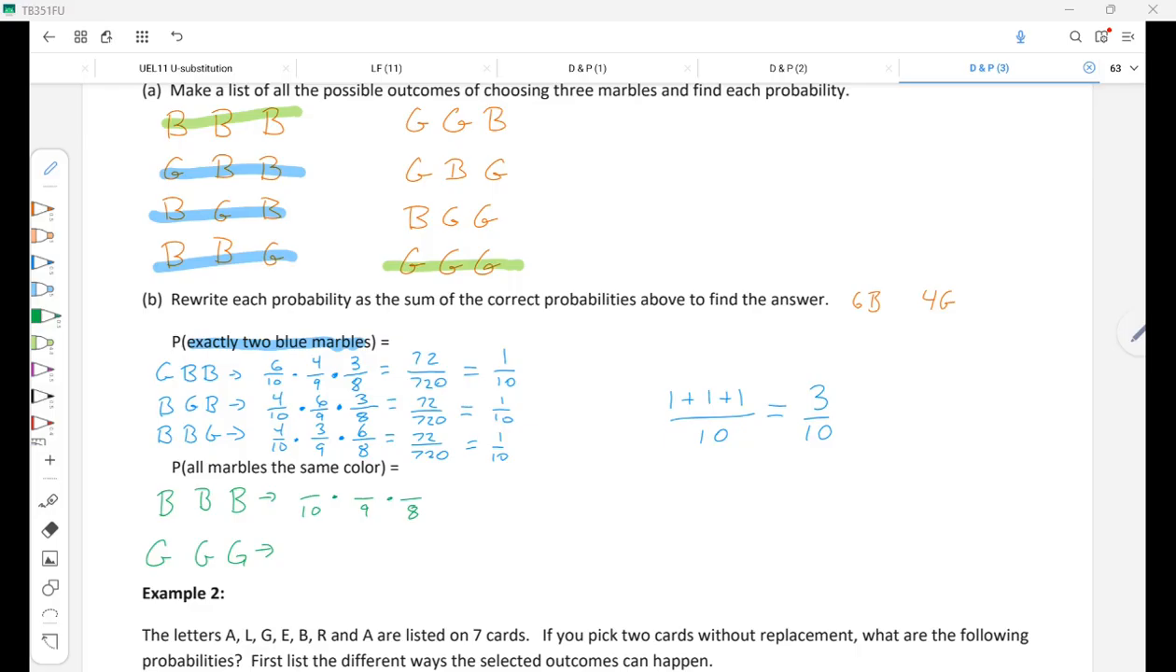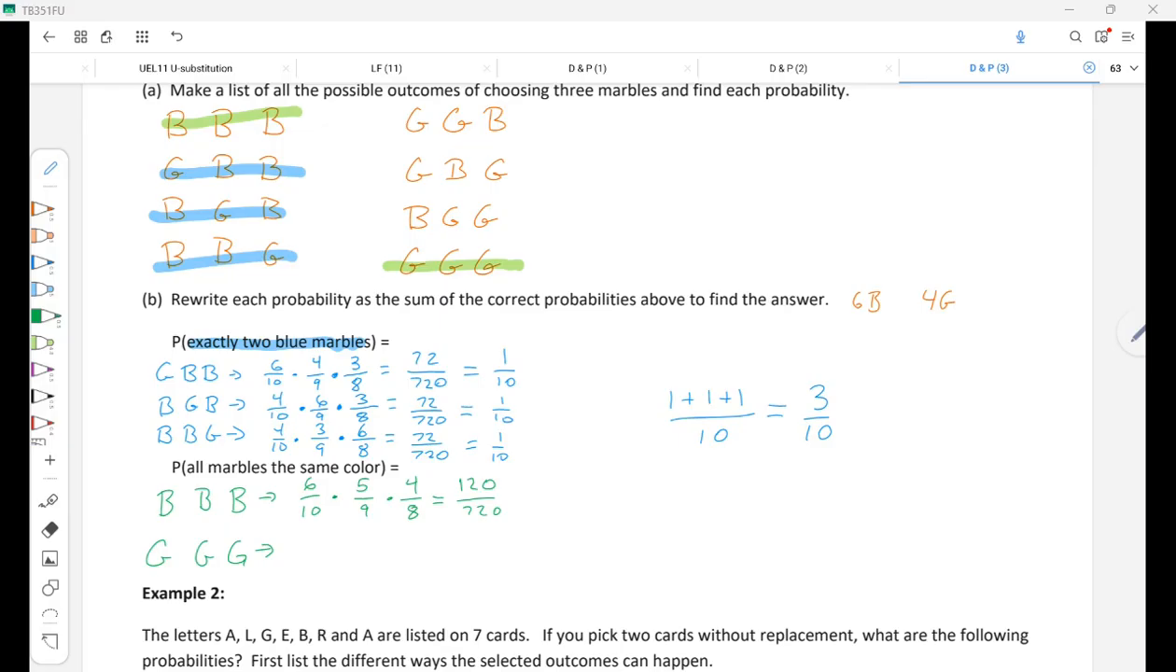And since it's the same color each time, we're going to start with our number for blue, which is 6. On my second pick, there's going to be 1 missing, so 5. And on my third pick, there's going to be another 1 missing, so 4. So blue, blue, blue gives us 6 times 5 times 4 over 10 times 9 times 8, and that's going to be 120 over 720.